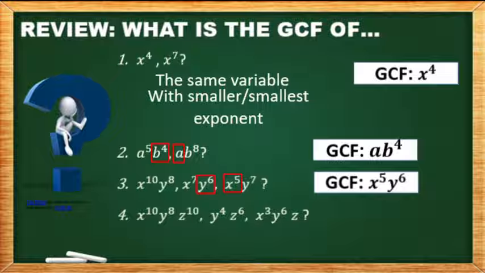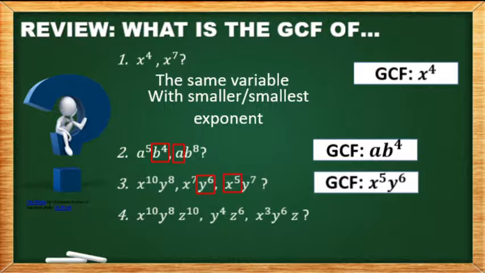So, titignan muna natin if they have the same variable. Lahat ba sila may x? The second one, walang x. Or the second term or the second expression, siya lang na walang x. So therefore, hindi niya magiging GCF ang x, kasi walang x yung second expression. So, ano lang ang pwede maging GCF ng example number 4?